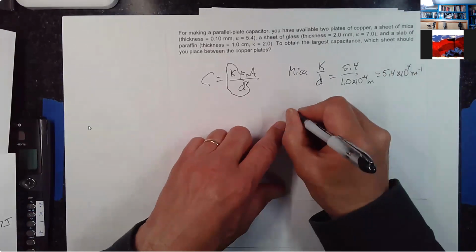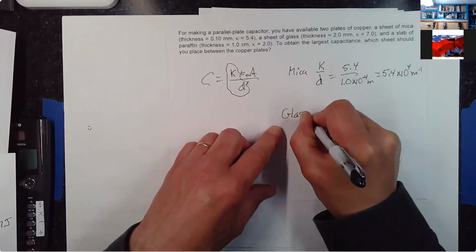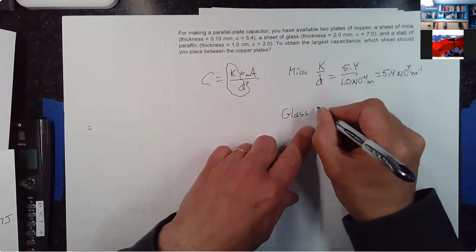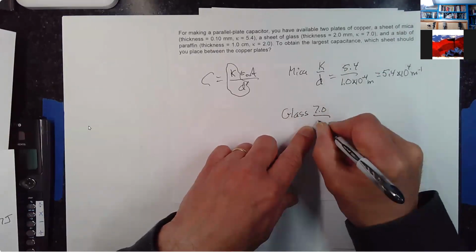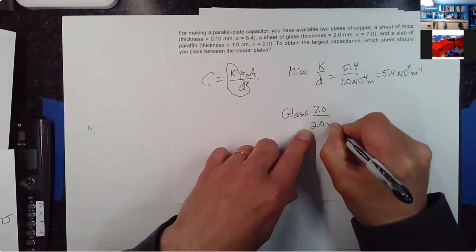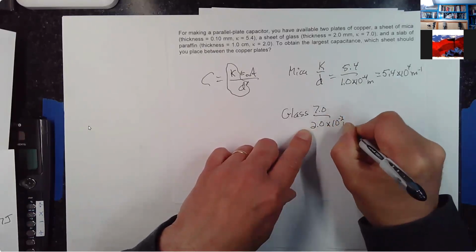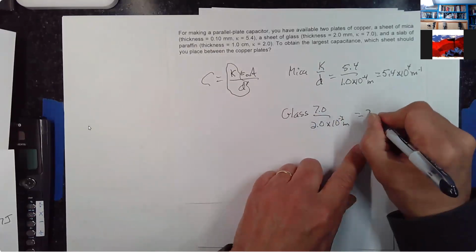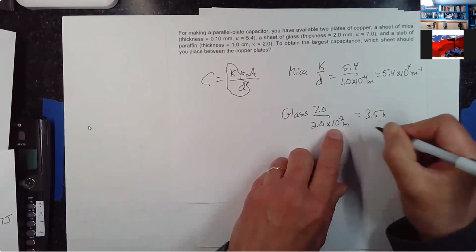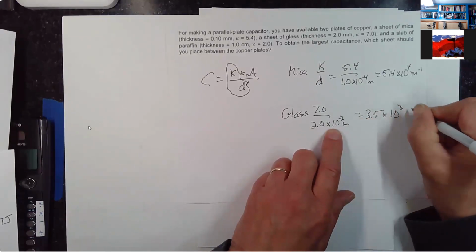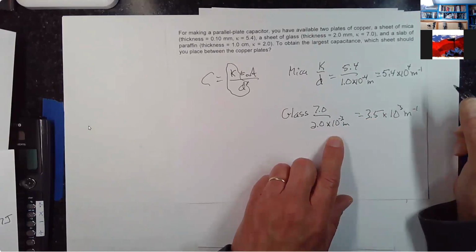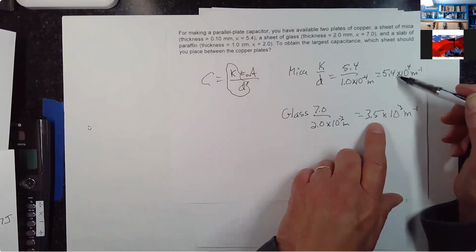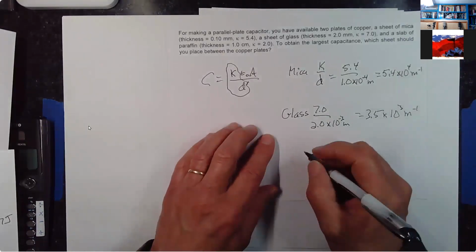For the glass, we've got a 2 millimeter thickness and a dielectric constant of 7.0. So 7.0 divided by 2.0 times 10 to the minus 3rd meters. And you can do that in your head. 7 divided by 2 is 3.5 times 10 to the 3rd meters to the minus 1. So this is more than 10 times smaller than the mica was, so not particularly impressive here.